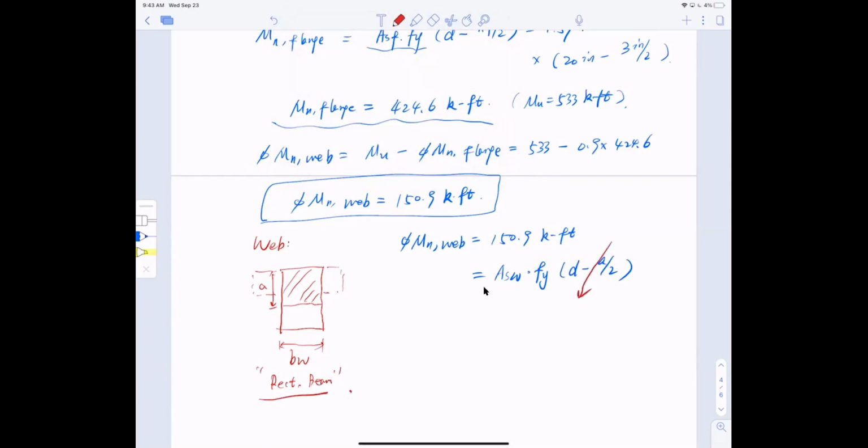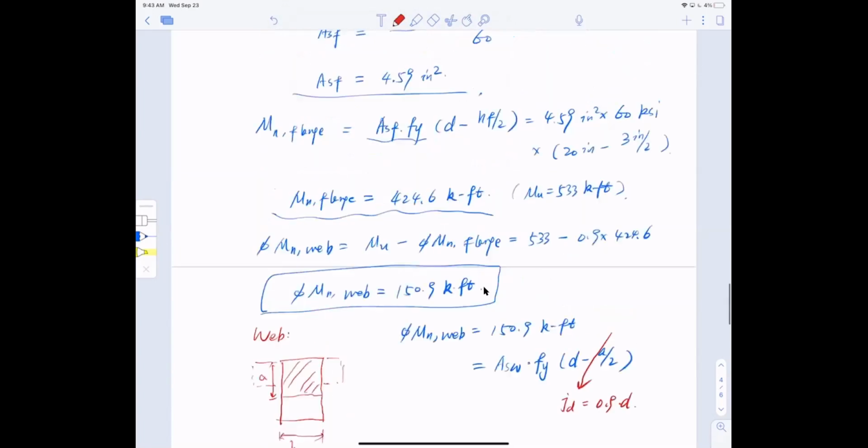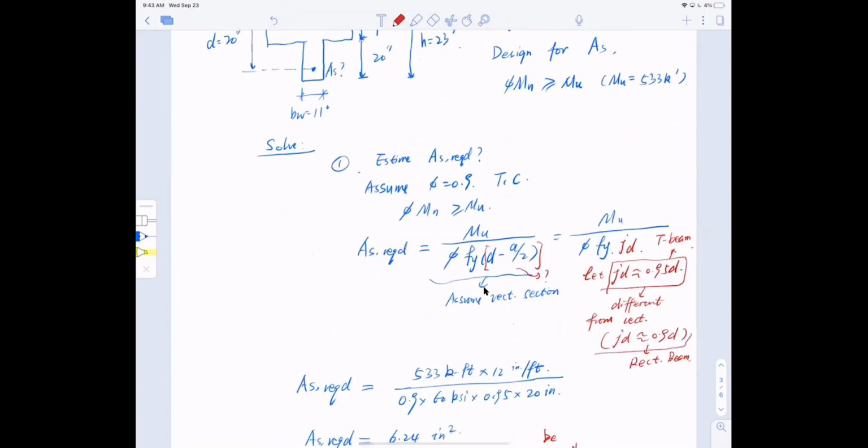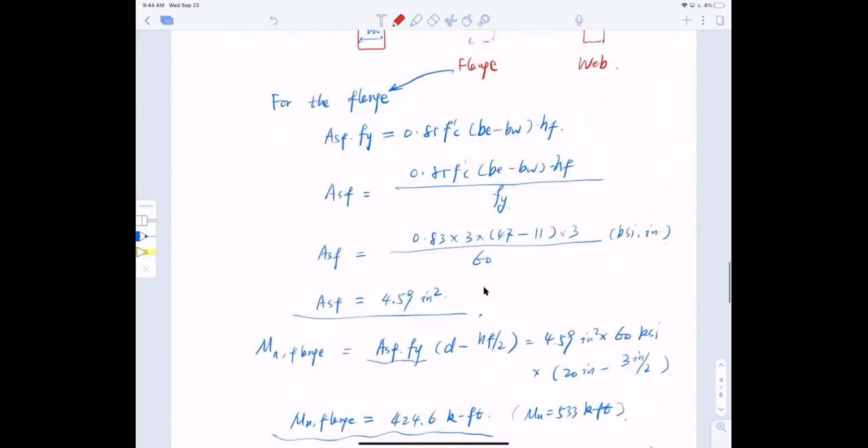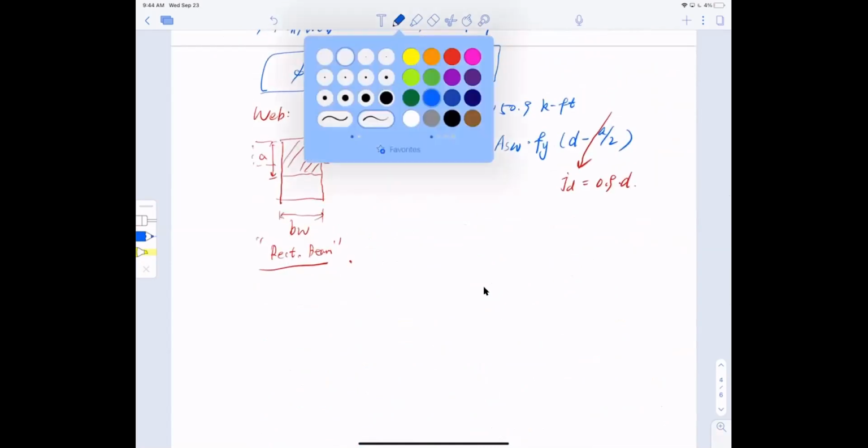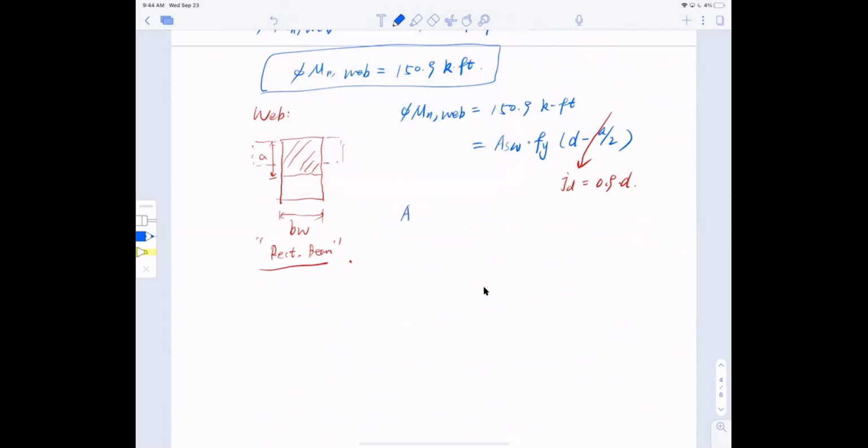So to estimate the distance, the lever arm between the compression and tension, jd for a rectangular beam is 0.9d, 90% of depth. It's not 0.95, because right here we said it: 0.9d for rectangular, 0.95d for the flange of the T-beam. All right, so with this, I can carry on to calculate my required steel. So As web equals phi Mn web divided by Fy jd, and jd we said is 0.9d, basically. So you bring the numbers in. This is 150.9 kip-feet.